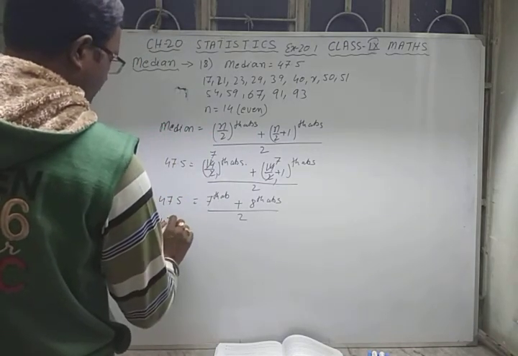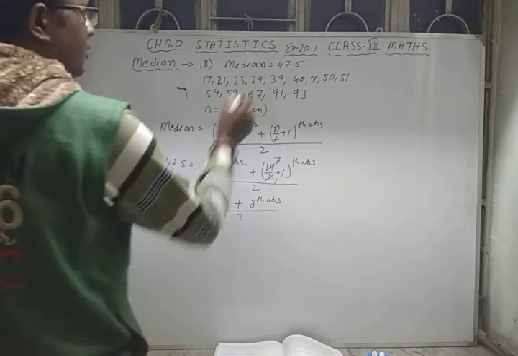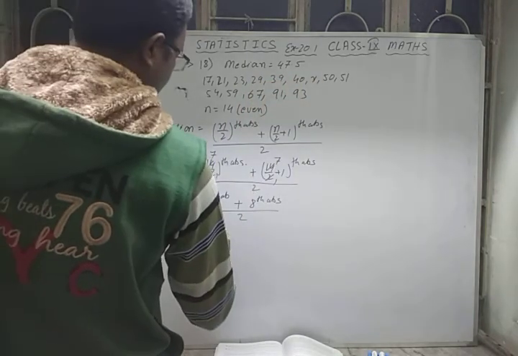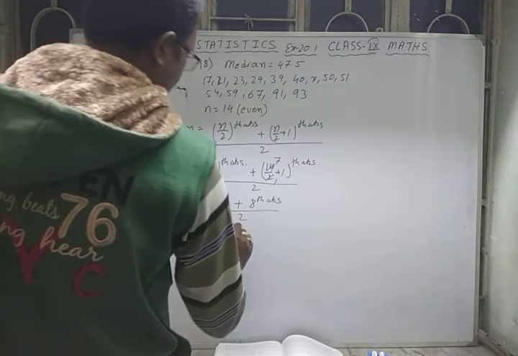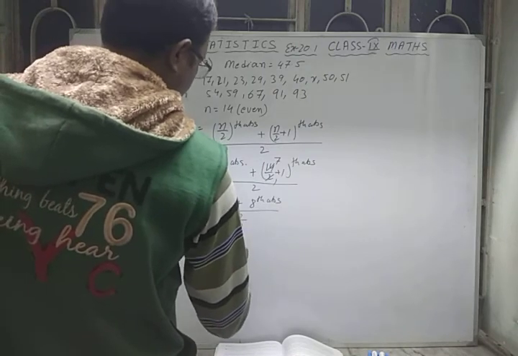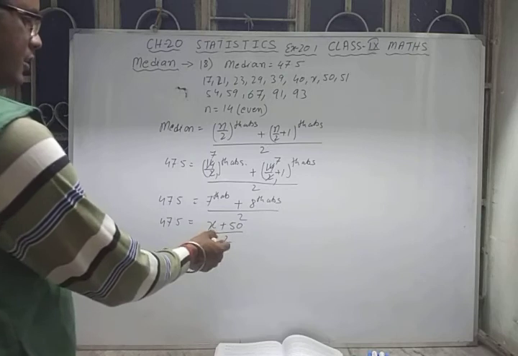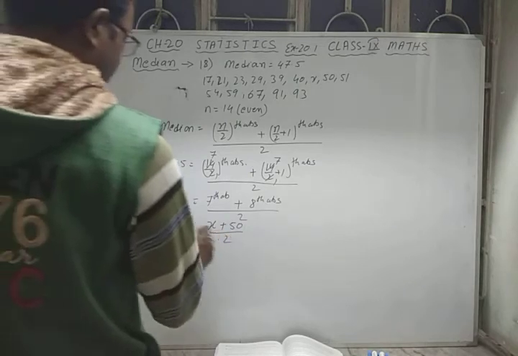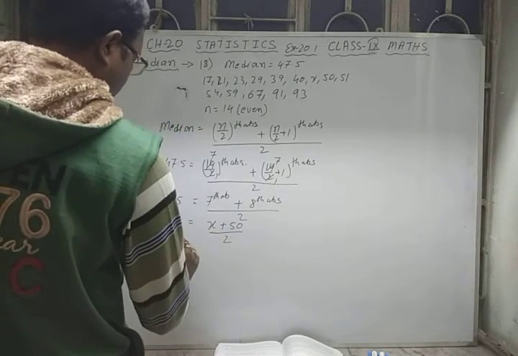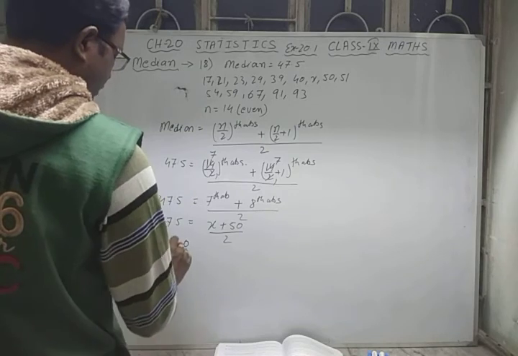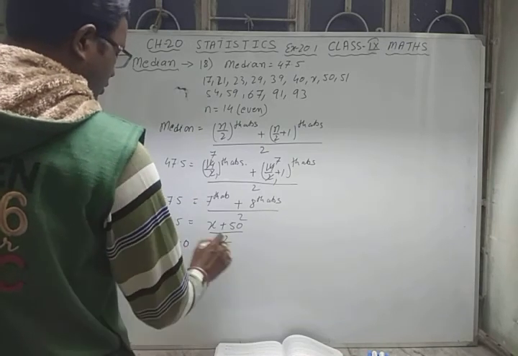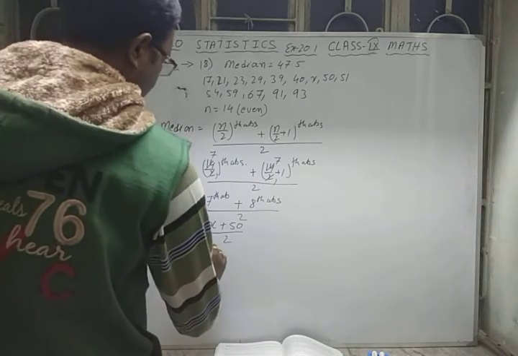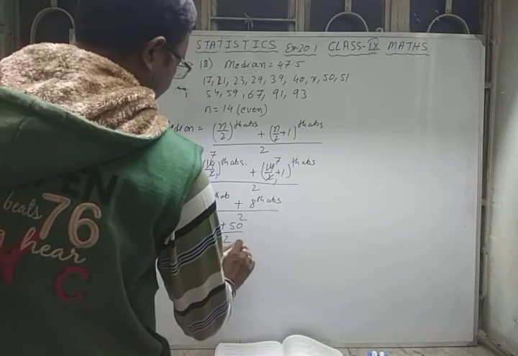So again write 47.5 is equal to, what is the 7th observation? Count it from here: 1, 2, 3, 4, 5, 6, 7. The 7th observation is x, and the 8th observation is 50, whole divided by 2. Now you cannot do the cancellation here because a plus sign is there, so you have to do the cross multiplication. So 2 into 5 is 10, 0 carry over 1. 2 into 4, 8, plus 1 is 9. So 95.0 is equal to x plus 50.